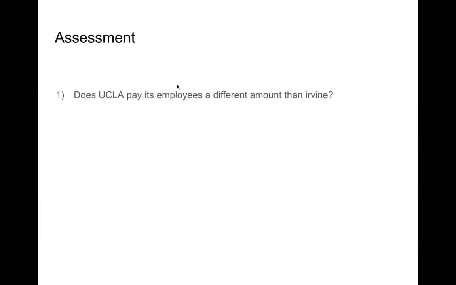We did the correlation example, and now we're going to change it just slightly. Does UCLA pay its employees a different amount than Irvine? So that's now my question. This is the assessment. And this is the process of being a scientist: you often have a very general question to start with, but in order to translate to statistics, you have to be super specific about what you're asking.